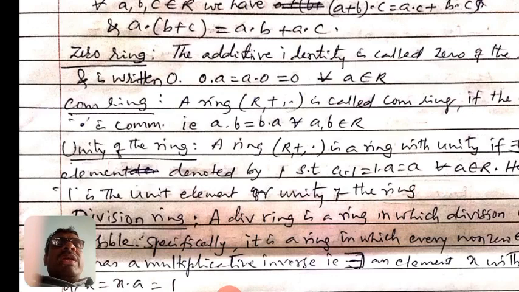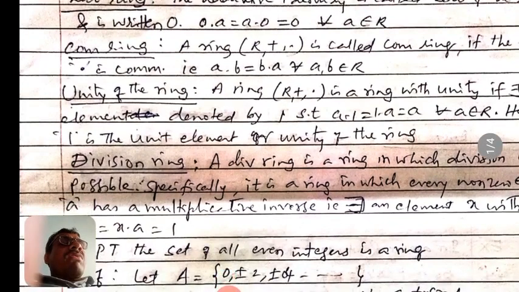Another definition, unity of the ring. A ring (R, plus, dot) is a ring with unity if there exists an element denoted by 1 such that A dot 1 is 1 dot A, it is A, for all A a member of R. Hence, 1 is the unit element or the unity of the ring. Under multiplication always 1 is the identity element, whereas under addition 0 is the identity element.